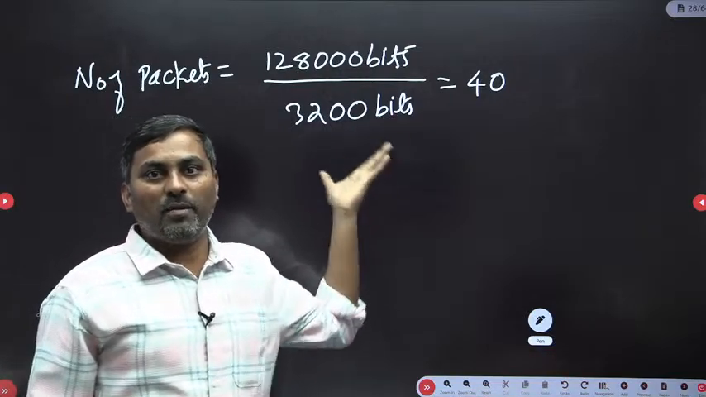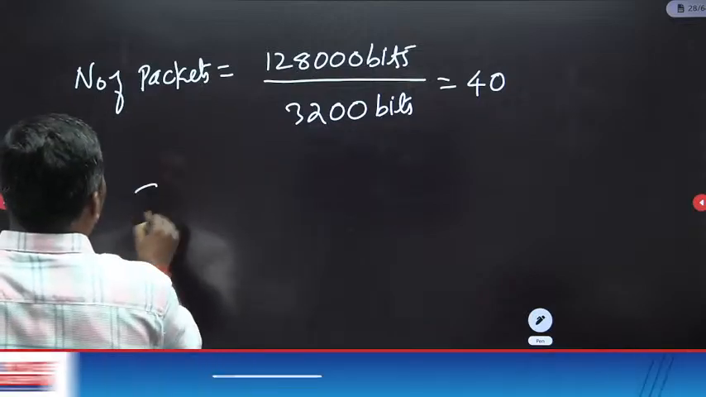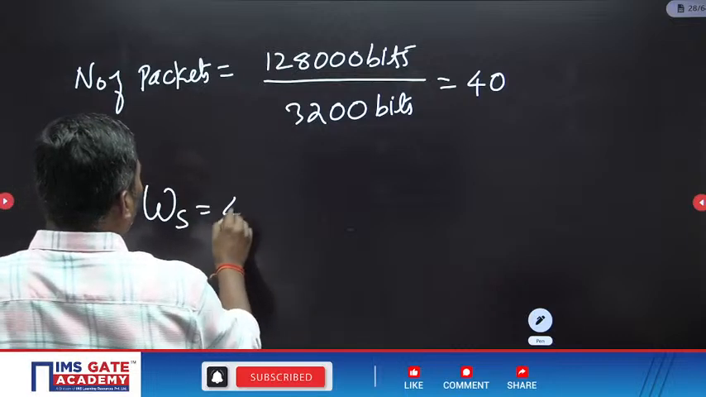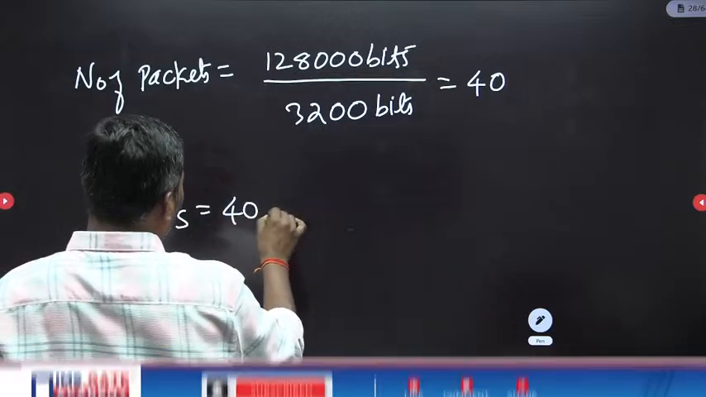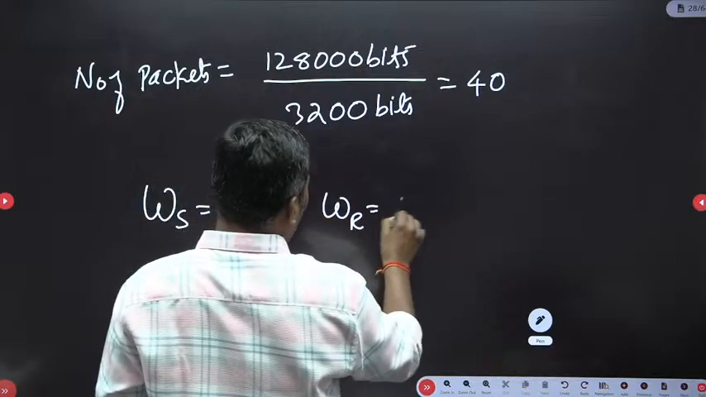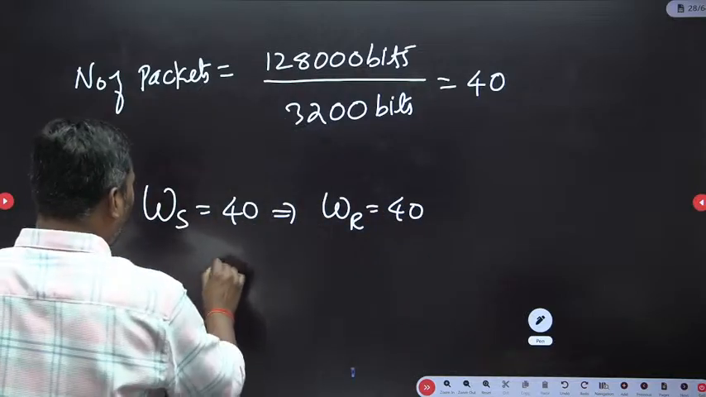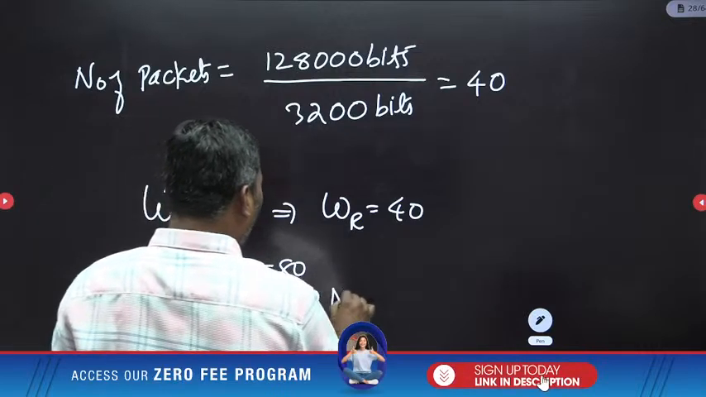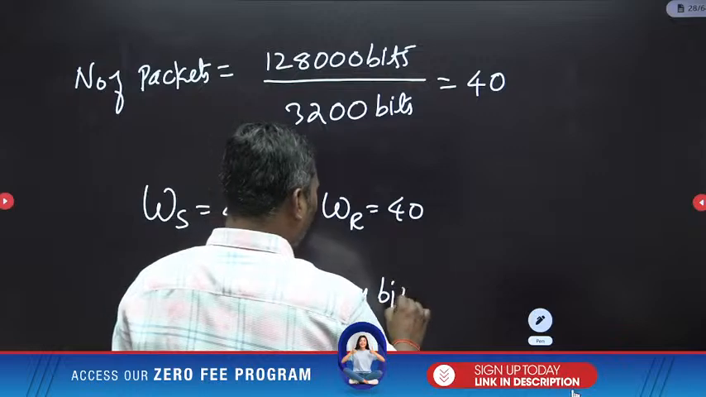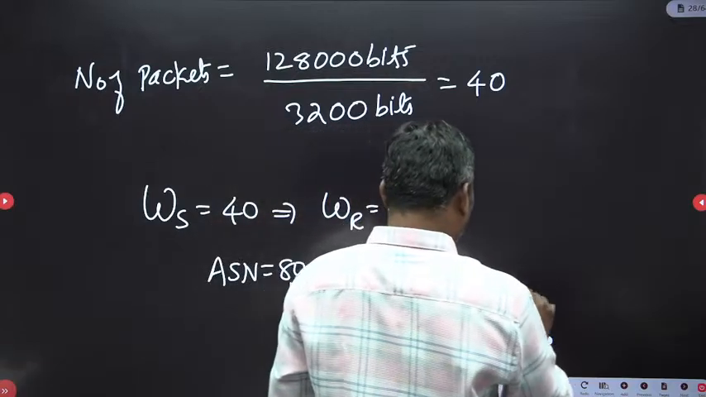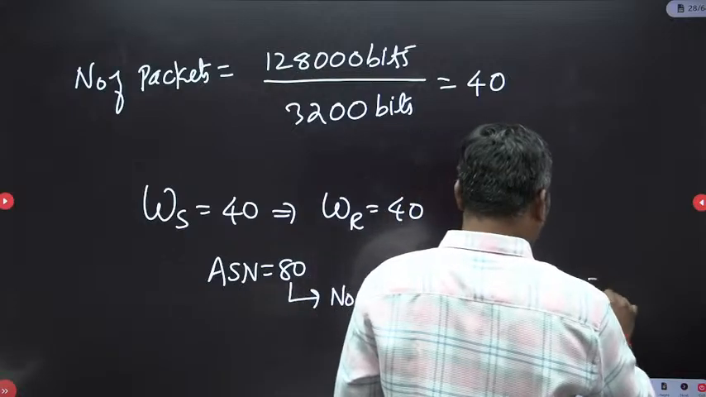So therefore sender window size we got 40, correct or not? Sender window size 40, this implies what? So receiver window size is also 40, correct or not? So now the available sequence numbers should be what? 80. To address this, the number of bits required for sequence numbers is 7 bits.